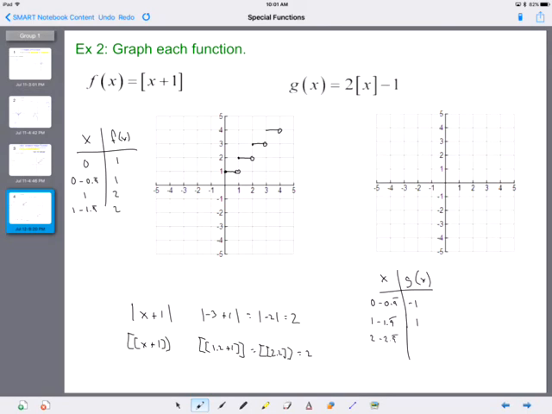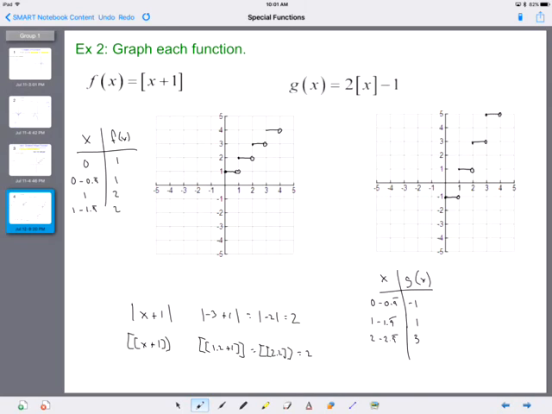2 times 2 is 4. 4 minus 1 is 3. And you can see these going up by 2. That's that 2 in front of the greatest integer. That's that stretch there. So from 0 to 0.9, we're at -1. Okay, and then at 1 it jumps up to 1 until it gets to 2, and then at 2 it jumps up to 3, and then once again so on.